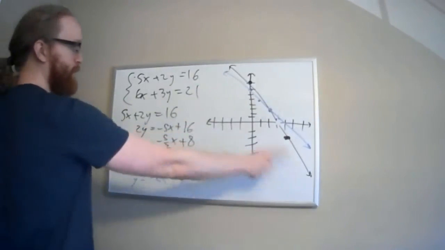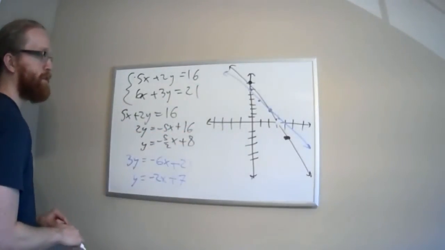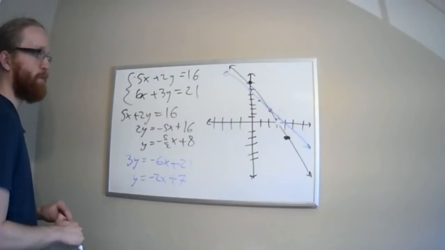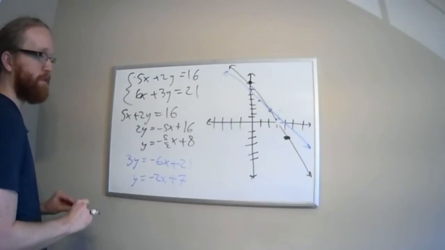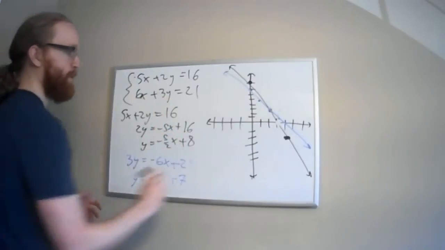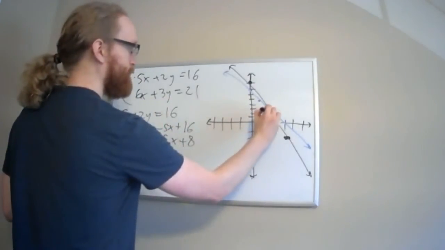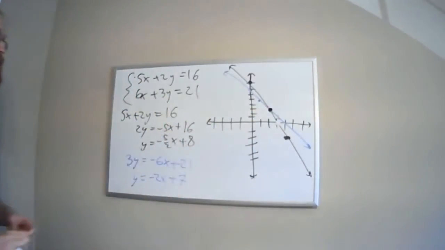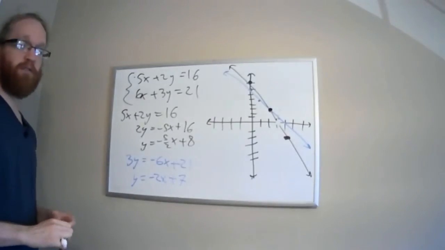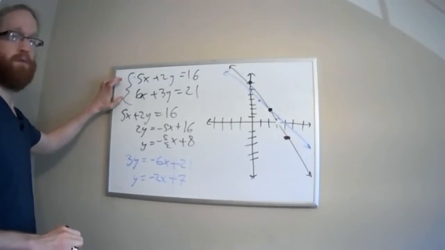So I have this black line and this blue line. And if we look, in spite of the fact that my drawing is a little sloppy, we'll notice that these 2 lines intersect in 1 point. They intersect right here. And so that point is supposed to represent a solution to this system of equations.